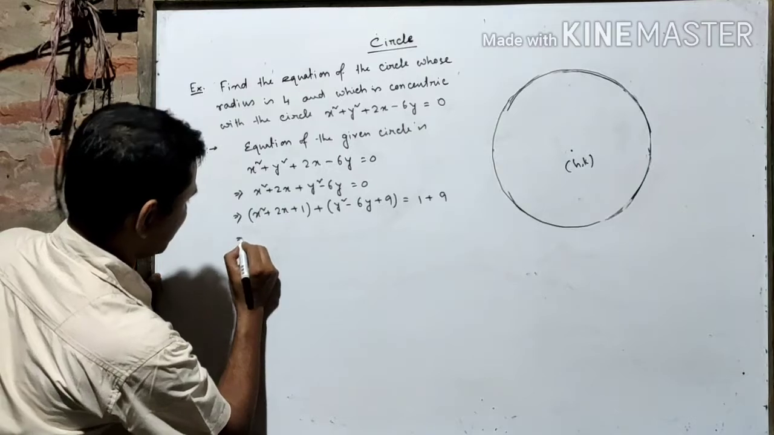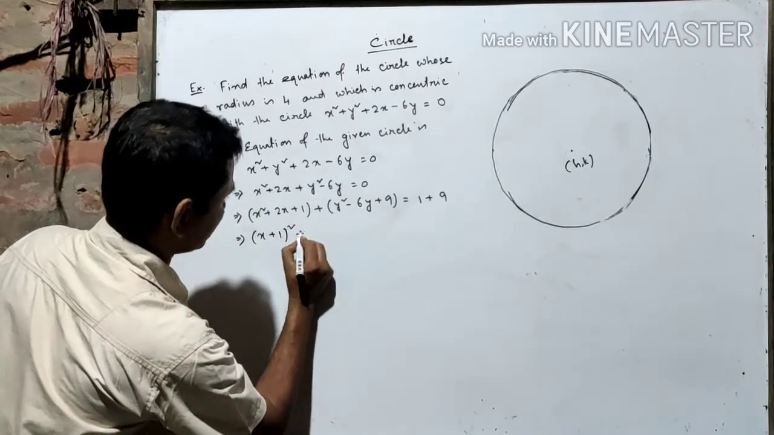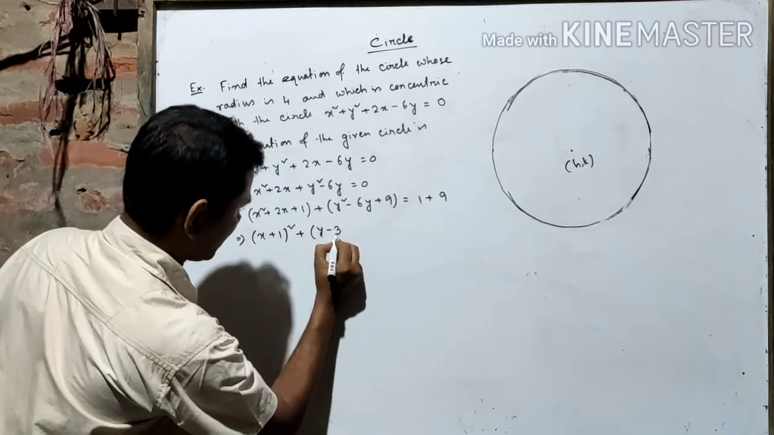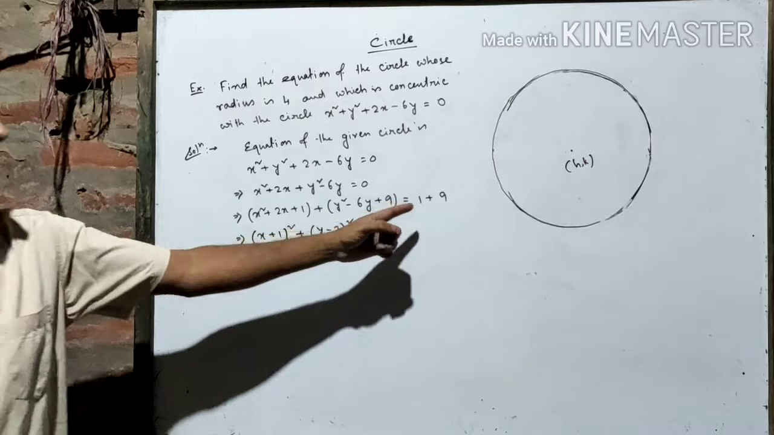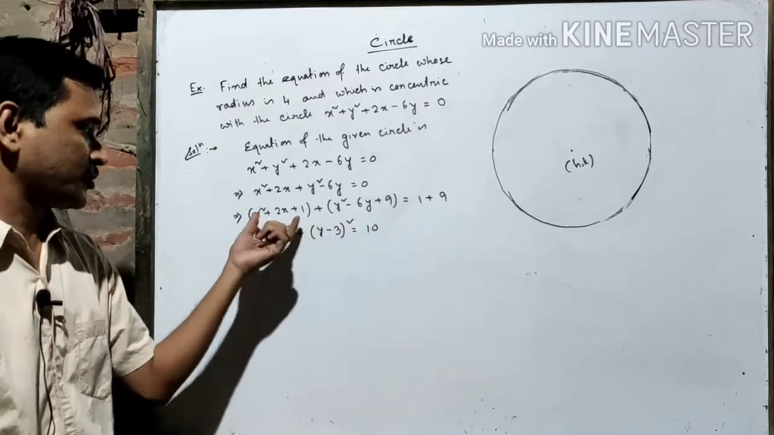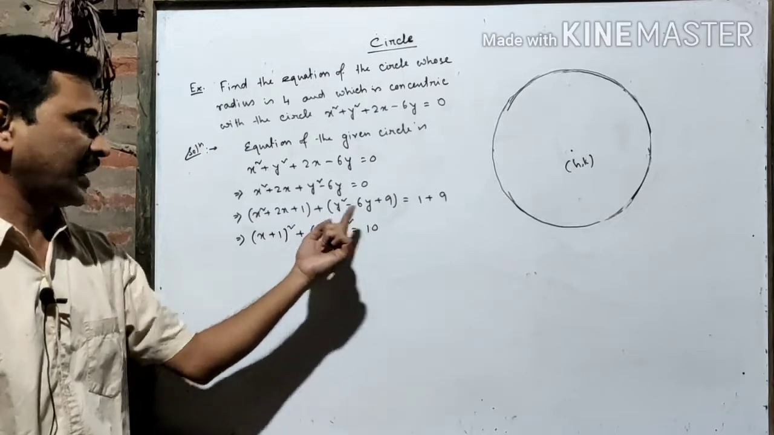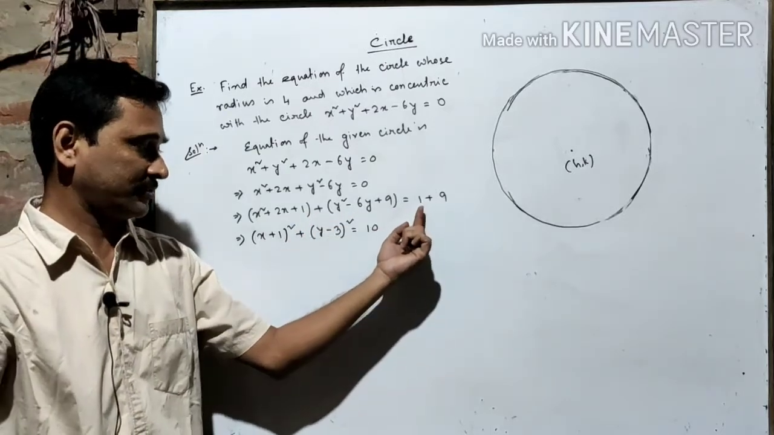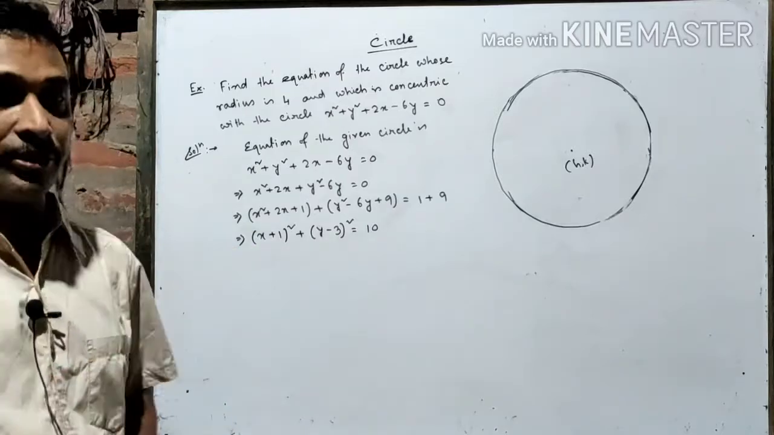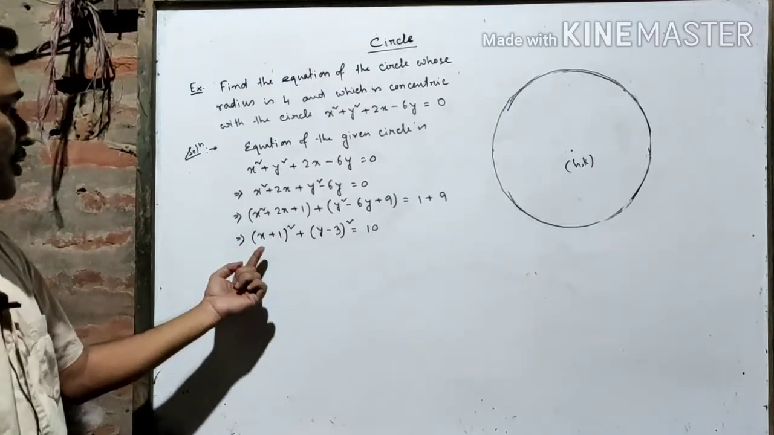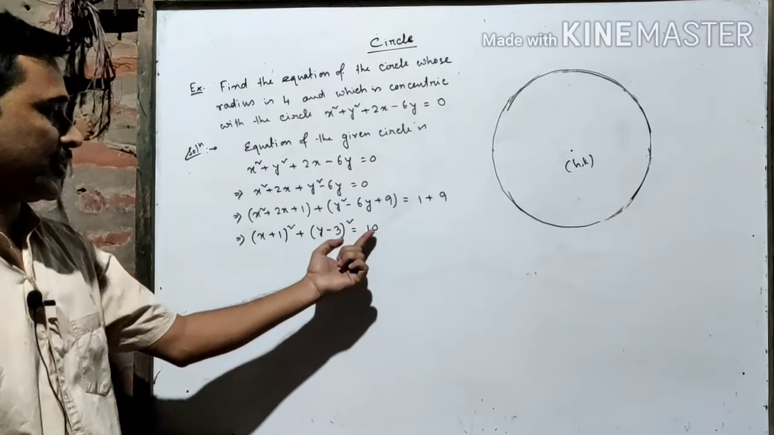This implies x plus 1 whole square plus y minus 3 whole square is equal to 10. You get it? I have added 1 and 9 just to make these quantities complete squares. And 1 and 9 are also added on the right hand side, so as to balance the equation. Thus the equation of the circle becomes, in standard form, x plus 1 whole square plus y minus 3 whole square is equal to 10.